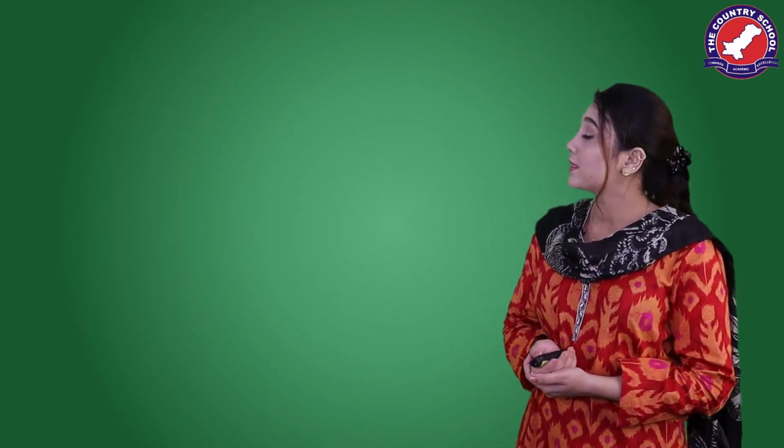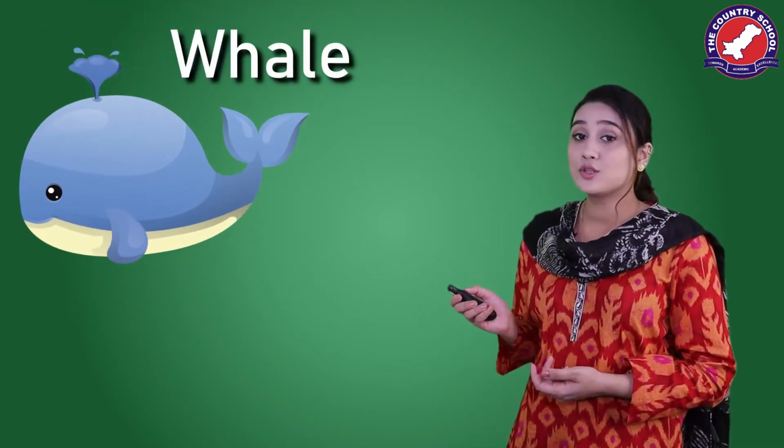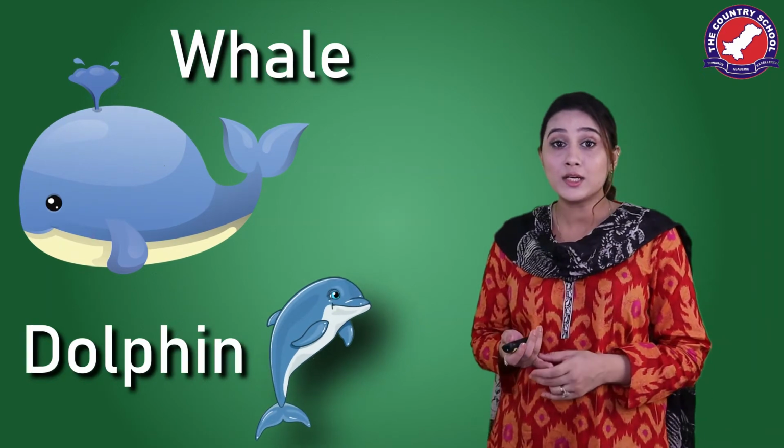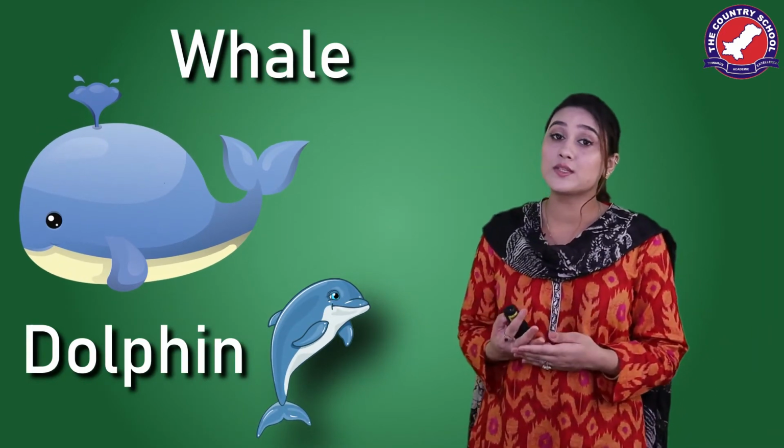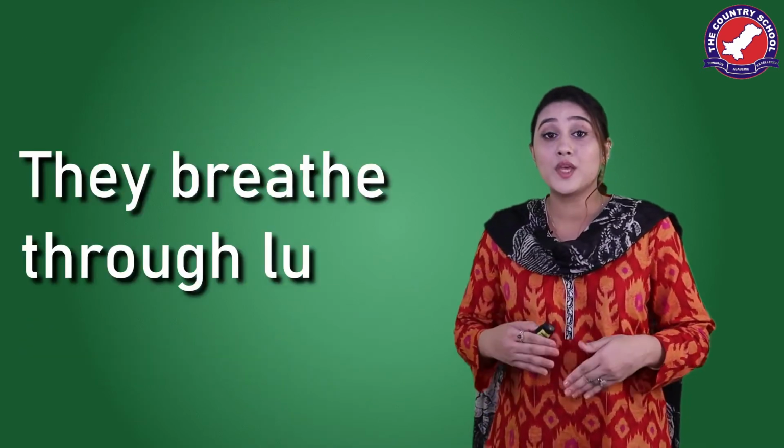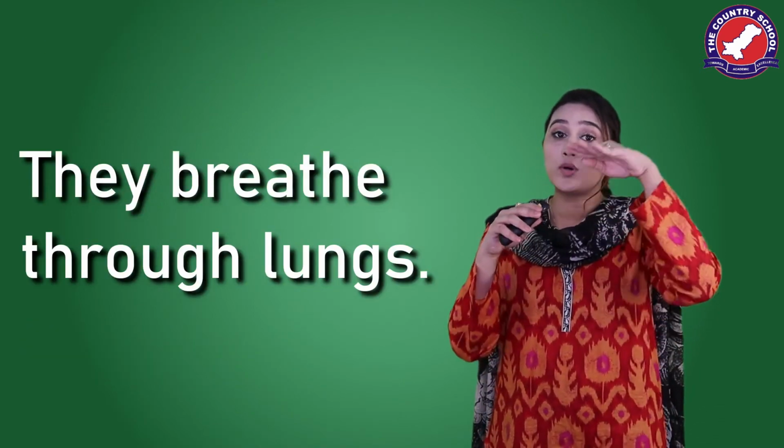But there are also some animals living in the water which have lungs, like whale and dolphin. They have lungs. So then how do they breathe? They come up on the surface of water. They come up on the upper level.